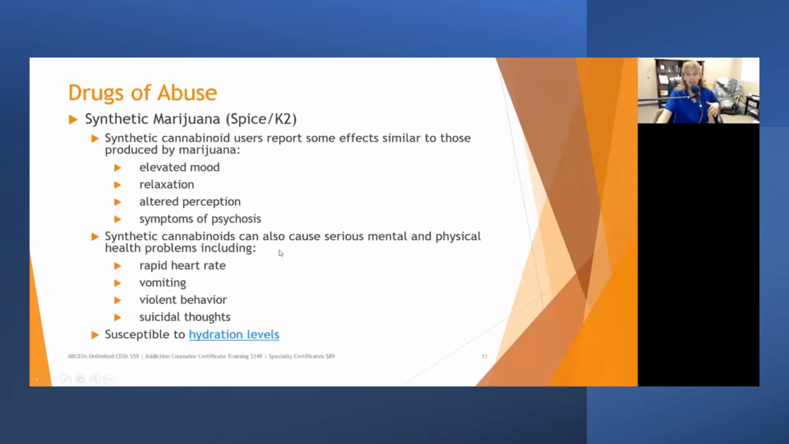Synthetic cannabinoids can also cause serious mental and physical health problems, including rapid heart rate, vomiting, violent behavior, and suicidal thoughts, and it is susceptible to hydration levels. There was an incident in Washington, D.C., evidently over the 4th of July, where 140 people were sickened when they were smoking spice. Officials blamed maybe a not great batch of spice, but also that those people had been out at a festival all day long and were dehydrated, and that contributed to the effects. I believe either 4 or 6 people died. So you can have some pretty negative effects.